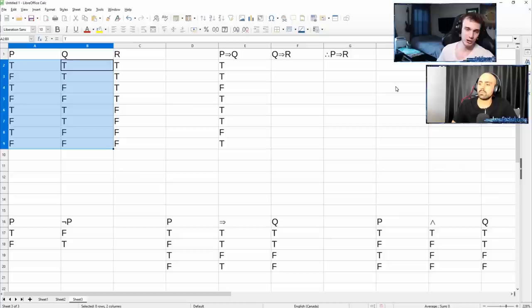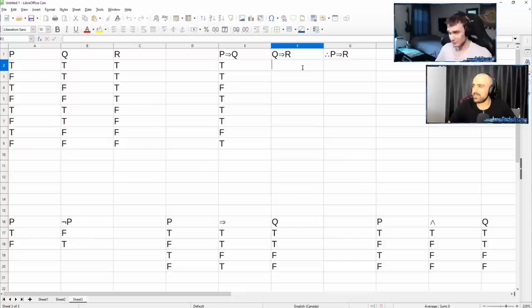Excellent. Should we move on to the Q implies R? Yes, sir. All right, let's have a look. So we're going with true for the first one. And another true for the second one. Yeah, we'll go another true.